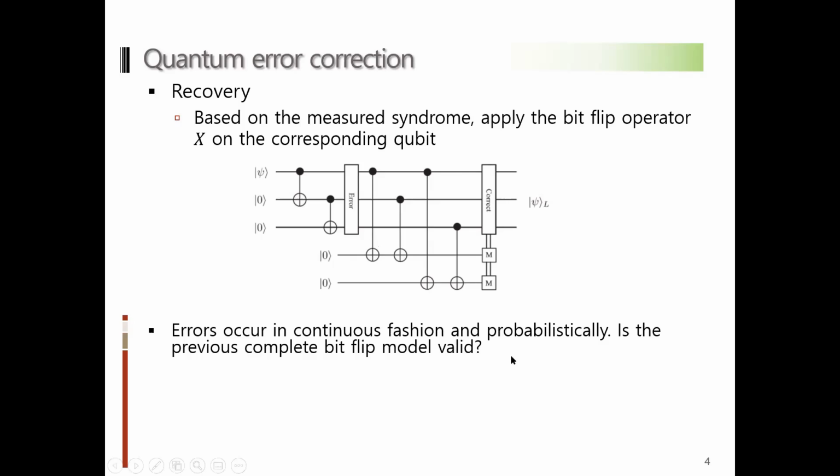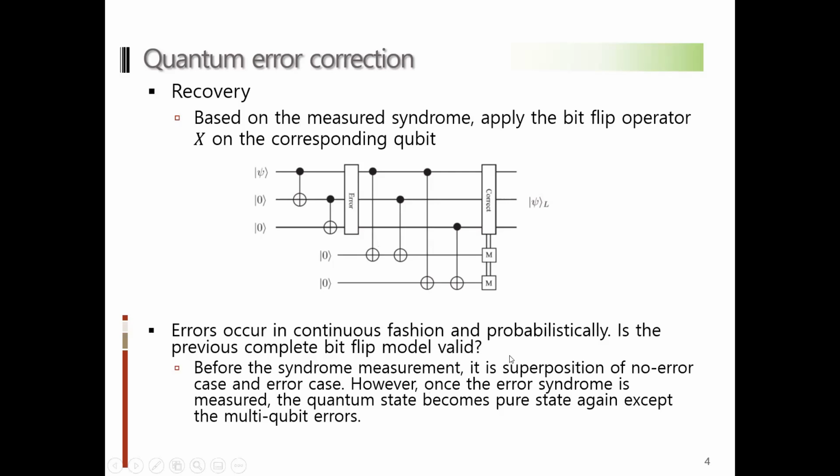The answer is still yes, it is valid, because right after the syndrome measurement, it will be the superposition of no error and the error case. Before the measurement, it is the superposition. But once the error syndrome is measured, the quantum state will collapse to only one of the cases, and the previous model is still valid.